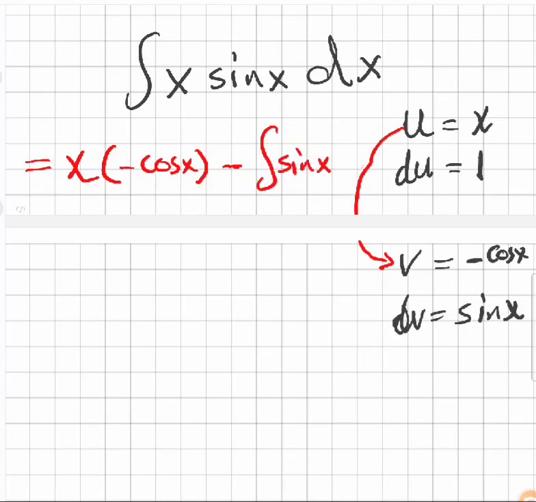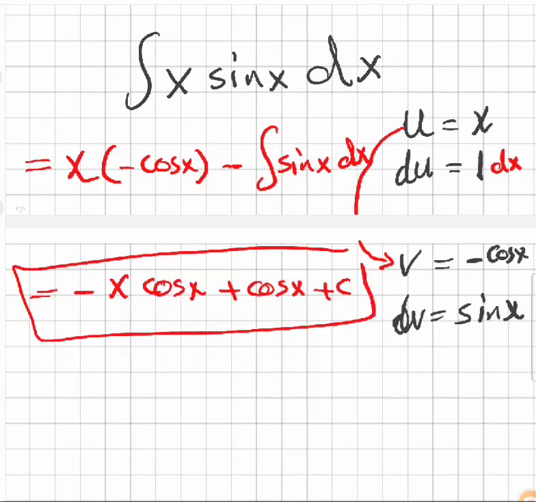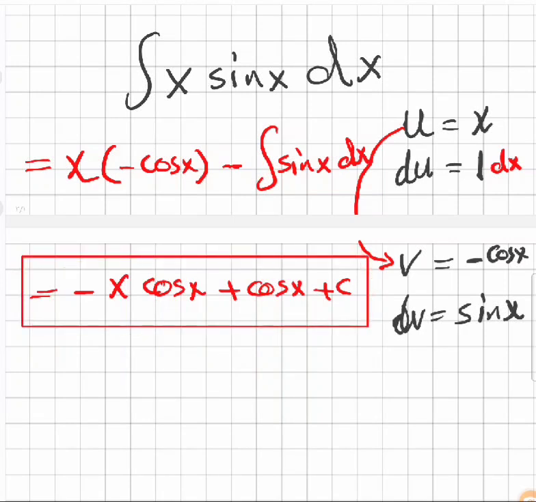So far we have negative x cosine x, and then these two negative signs will become positive, so plus the integral of cosine x dx. Now the antiderivative of positive cosine is positive sine. So the final answer is what you see here. Let's move on to the next problem to work on.